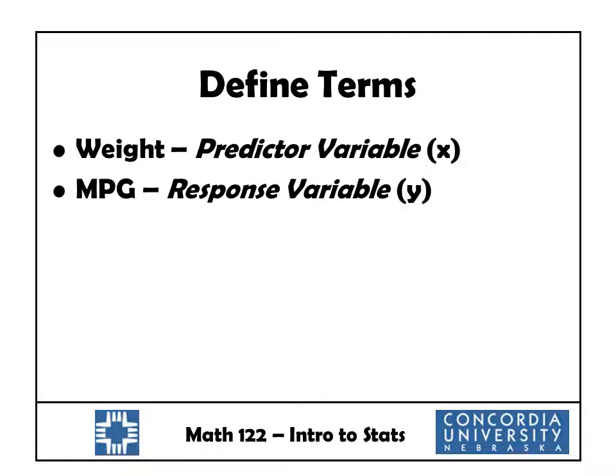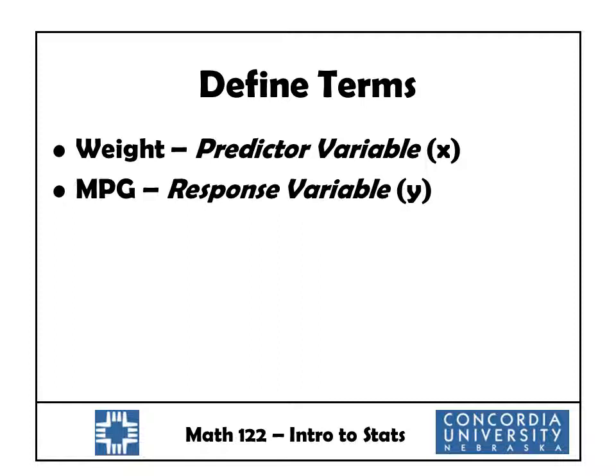The weight is what we call the predictor variable, and that's denoted by the letter X. Miles per gallon is the response variable, denoted by the letter Y. Now, variable means that its value could change from car to car. Every car is going to have a different weight and a different miles per gallon, so those are both variables.